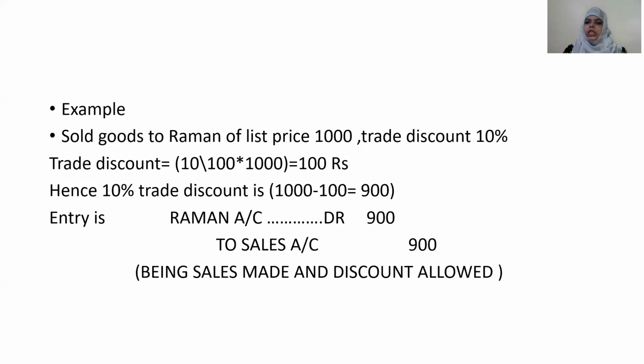Here we are giving a straight away discount of 10% to our customer. So trade discount is equal to 10% of rupees 1000. So we have written 10 by 100 into 1000. Simple formula, there is no big calculation. That is 100 rupees. So hence, after 10% trade discount, it is 1000 rupees minus 100 rupees, equal to 900 rupees. So Raman account debited to sales account, being sales made and discount allowed.